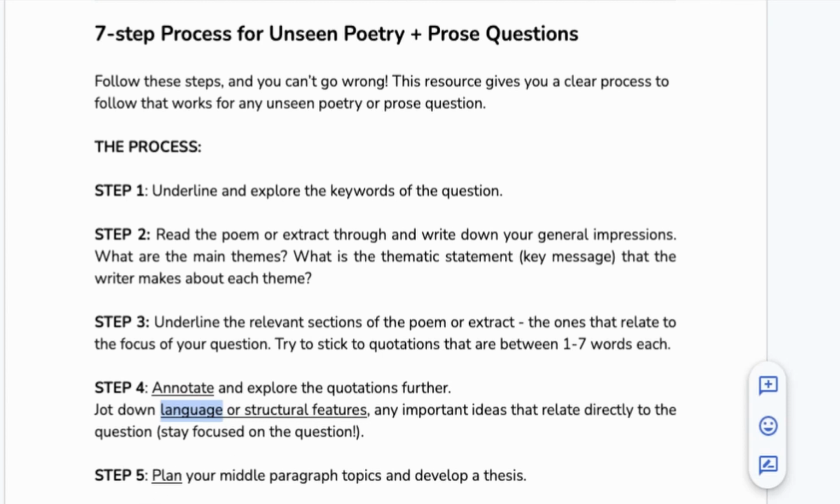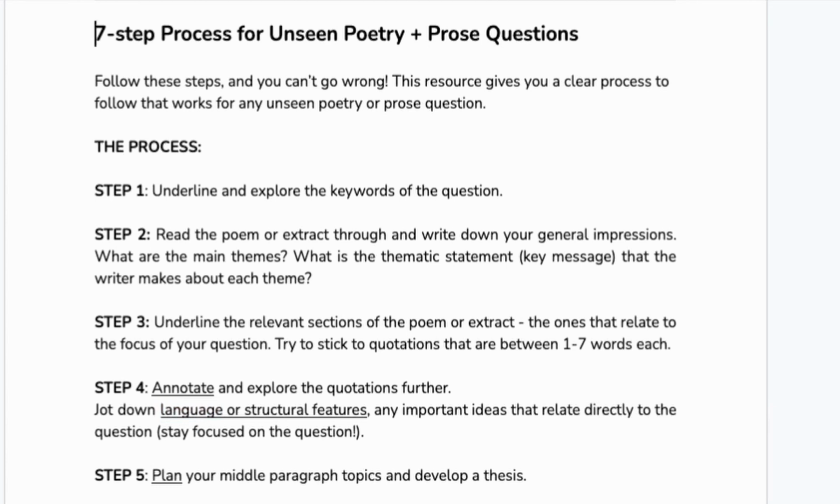So plan, write, edit. I'll probably just get to the point where we plan in this lesson, just to show you the process. But you can feel free to go ahead and write your own answer and edit your own answer as well on the same question if you feel like that's going to be helpful for you.